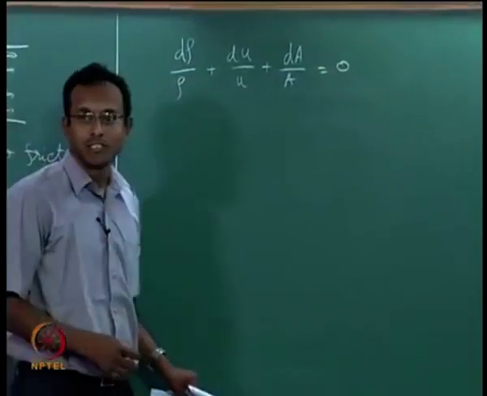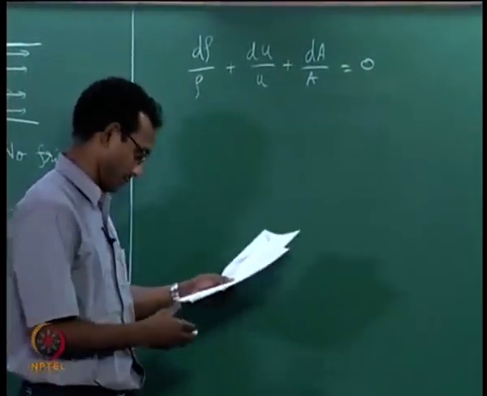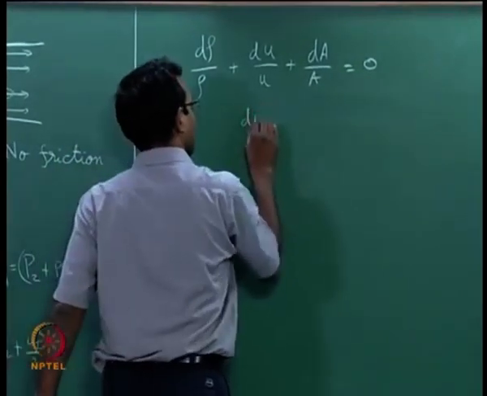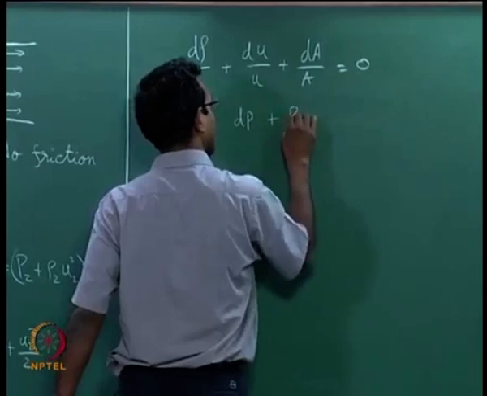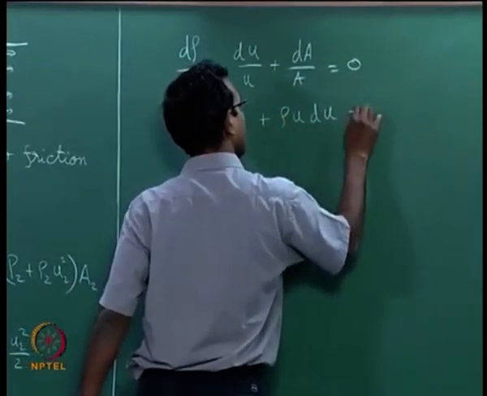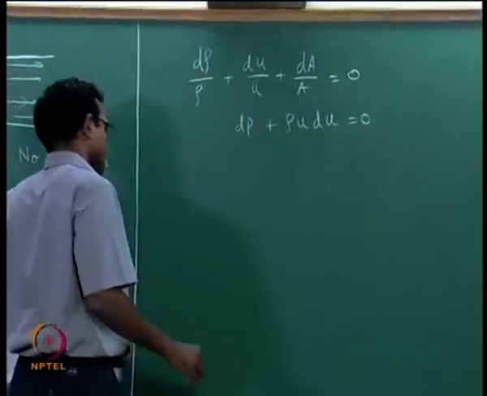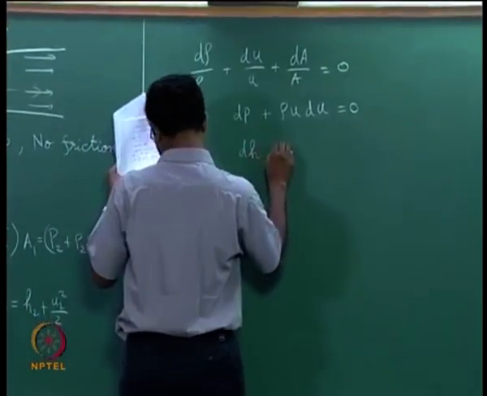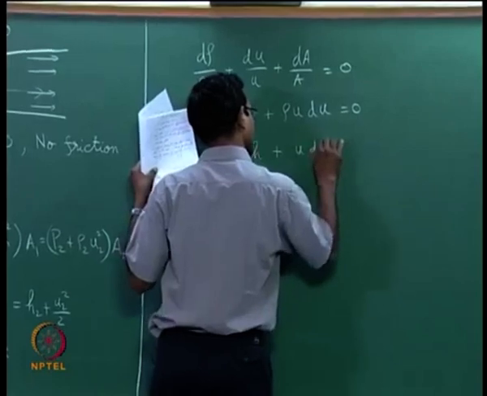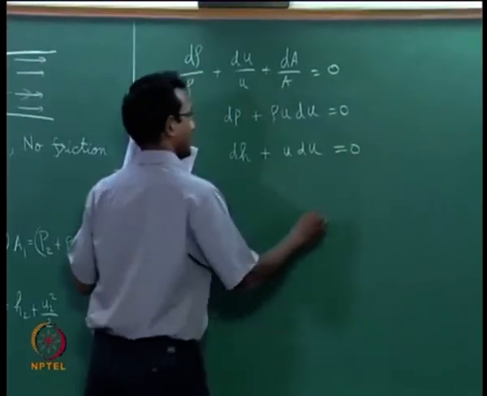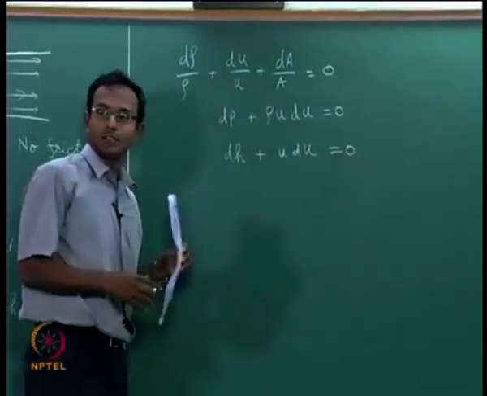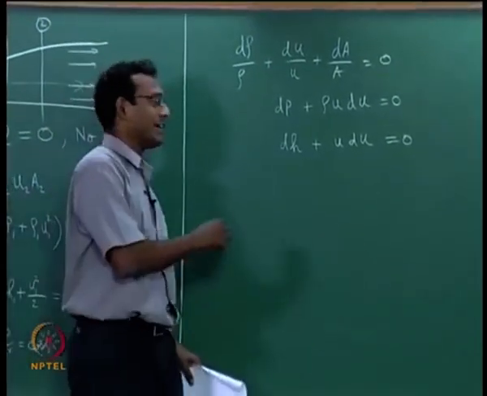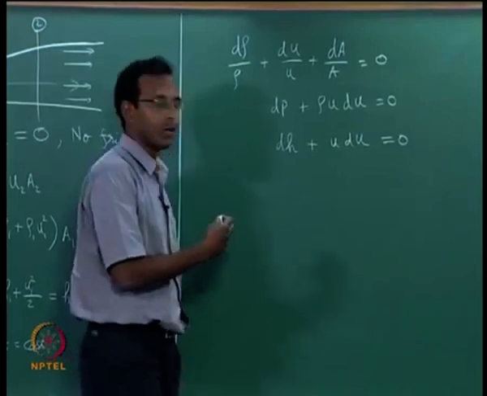This was our mass equation in differential form, okay, and we had this and this: mass, momentum and energy equations. We had different forms, okay. And I wanted to write the isentropic relation in this form. How will I write that?